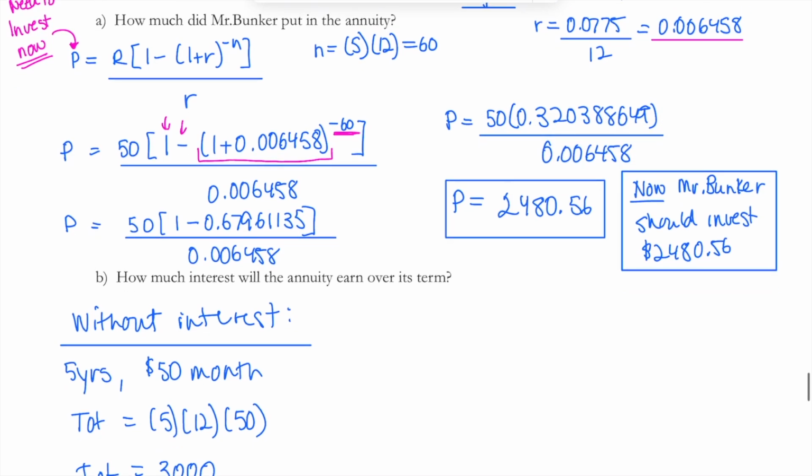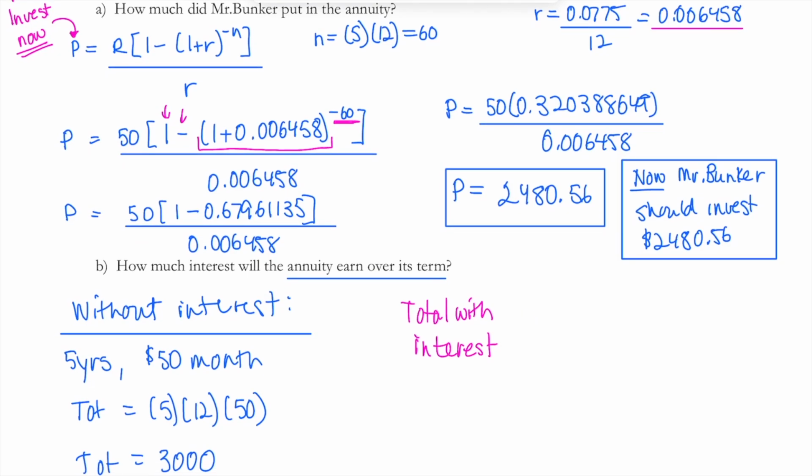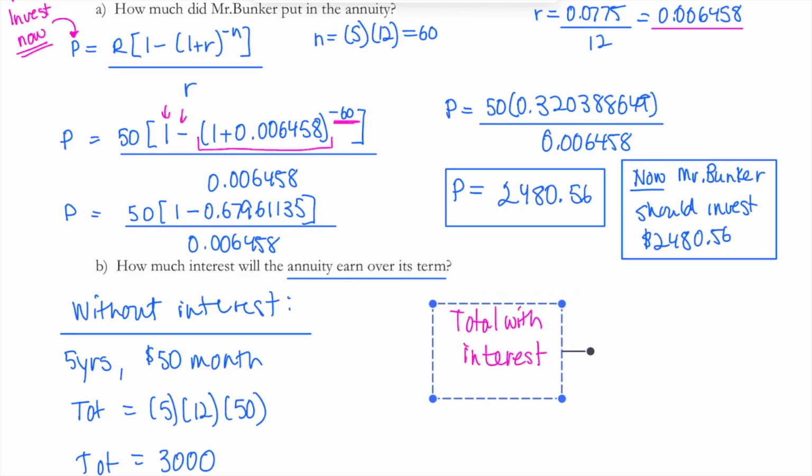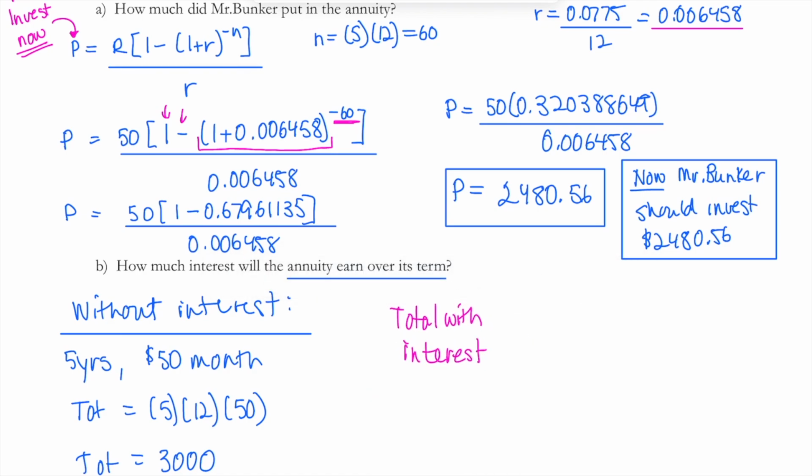a total of $3,000. So the next question is, how much interest will the annuity earn over this term? And so basically you have to take the total with interest, okay, and subtract it from the, or the other way around, I guess, right? Well, the total with, sorry, this is right. Subtract P. Okay, so the total with interest is $3,000. Okay, that's what we come up with.